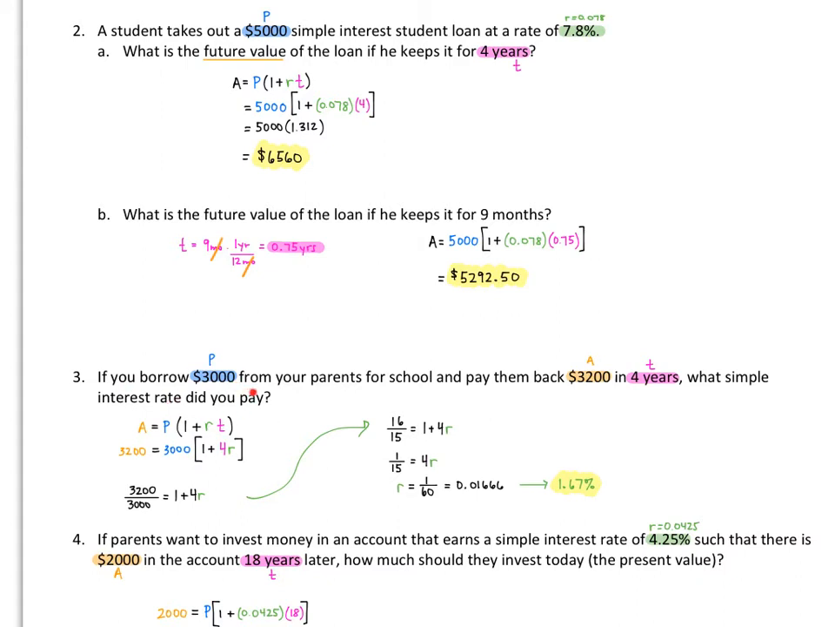Let's shift now to figuring out what rate we're going to pay. So if we borrow $3,000 from our parents for school and pay them back $3,200 in 4 years, what simple interest rate did we pay? So we need to find what R is, okay? So this was the future value, $3,200. This is how much we borrowed initially, and our time is 4 years. So $3,200 equals 3,000 times the quantity 1 plus 4R.